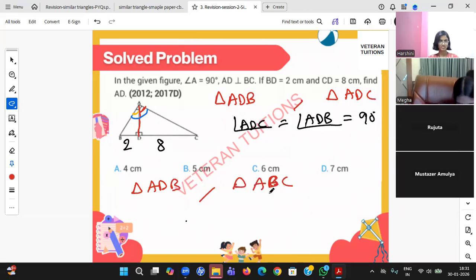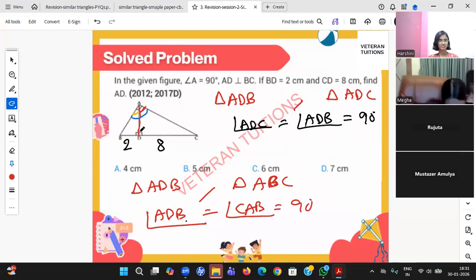Okay, student. I took both the big triangle and the small triangle. Go ahead then. So angle ADB equal to angle CAB. Yes, absolutely right. They both are 90. You see, student, he's telling, sir, this is 90, this is 90, and this is also 90. So he made it equal.